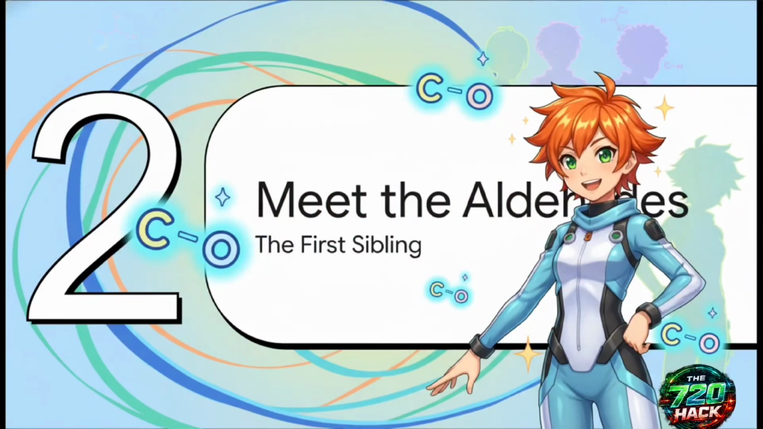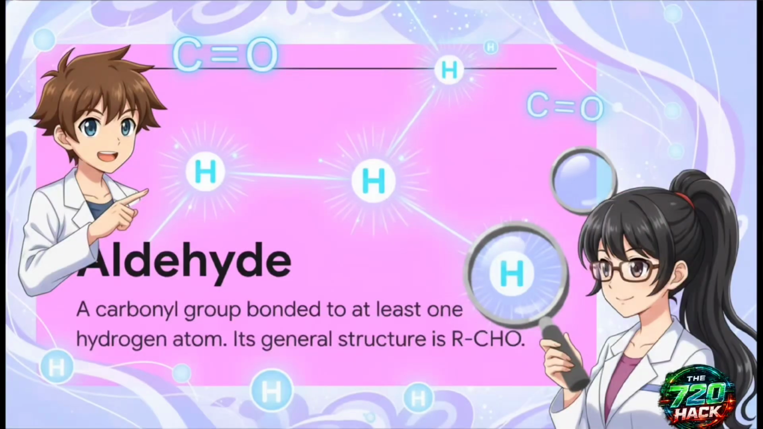All right, so we've met the ancestor. Now it's time to meet the first major branch of the family, the first sibling in our story, the aldehydes. So, what makes an aldehyde an aldehyde? Look closely. You see our familiar carbonyl group, but on one side it's always bonded to at least one hydrogen atom. That little H is its defining feature. Think of it like a birthmark that tells you exactly who you're looking at.